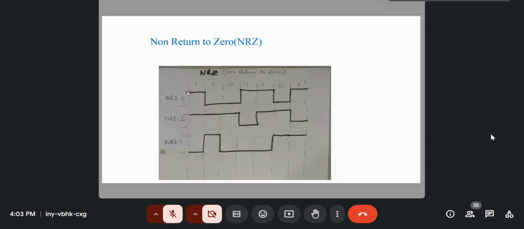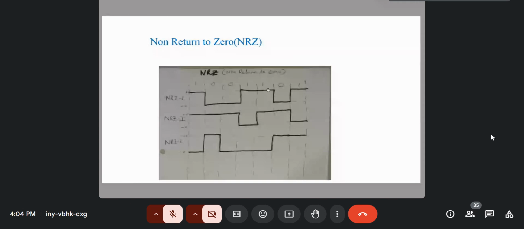So that is unipolar RZ, this is bipolar RZ. Now the standard bipolar RZ goes, the half pulse goes up for 1 and half pulse goes down for 0. So this is 1, 0, 0, 1, 1, 0, 0. That is bipolar RZ.